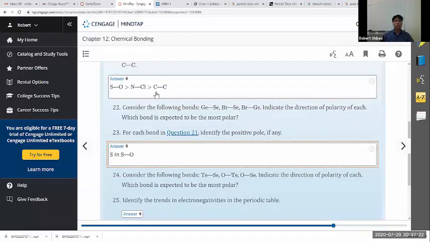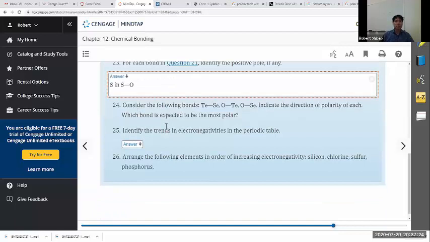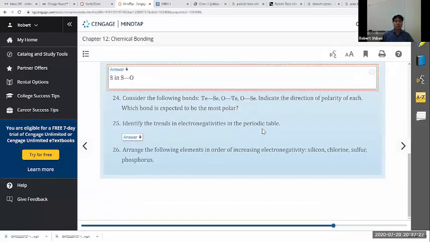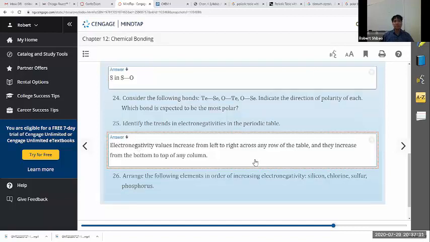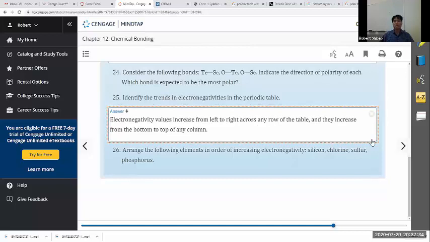Oh, question 21. I was on the wrong question. Identify the trends in electronegativities. Fluorine's the highest, cesium, francium the lowest. That's a trend.